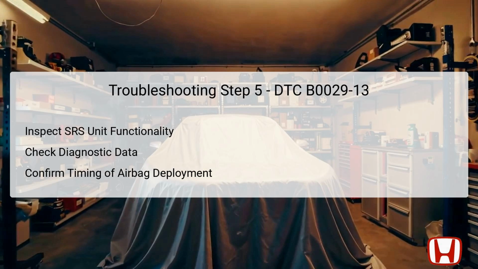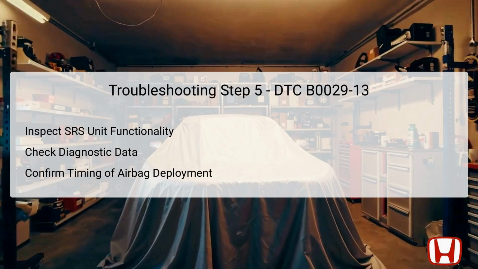The final step involves inspecting the SRS unit itself. If all previous inspections suggested normal functionality for the curtain airbag and wiring, testing the SRS unit's functionality ensures that it correctly computes and processes input signals. Any misinterpretation could result in improper deployment during accidents.